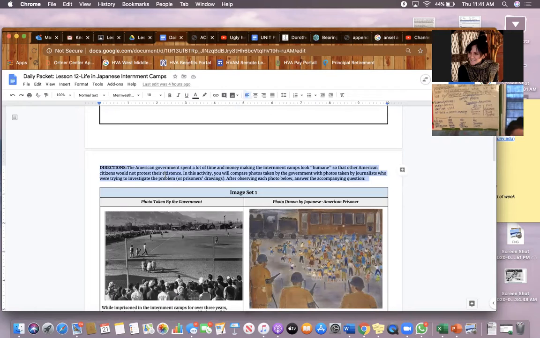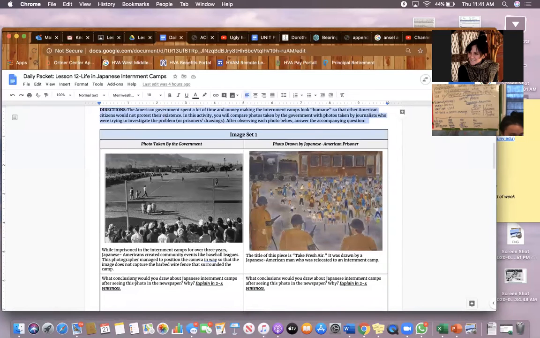Directions. The American government spent a lot of time and money making the internment camps look humane so that other American citizens would not protest their existence. In this activity, you will be comparing photos taken by the government with photos taken by journalists who were trying to investigate the problem, or you'll look at prisoners' drawings. After observing each photo below, answer the accompanying question. The question underneath each photo is the same. What conclusions would you draw about Japanese internment camps after seeing this photo in the newspaper? Why? Explain in 2 to 4 sentences.